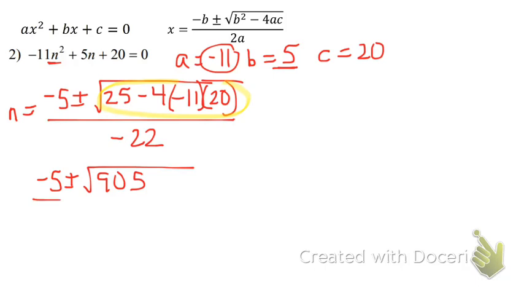Okay, all over negative 22. Now 905, let me see, I can divide that by 5. Let me see if I can break it down any further. And I get 181. Nope, I don't think that can be broken down any further. So if this was you yesterday, you probably thought that was the answer, and you probably thought, okay, what am I doing wrong? That's not working.